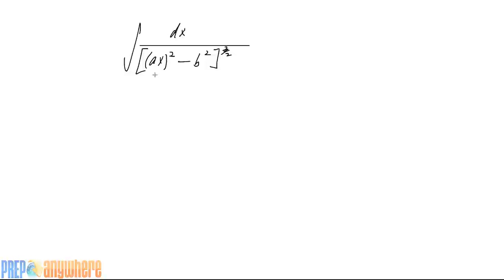Okay, so here we have a variable squared minus a constant squared. So we have to let ax be secant of theta. But we need to get rid of this b squared, so we actually have to multiply the secant by b. Okay, so let's differentiate this.